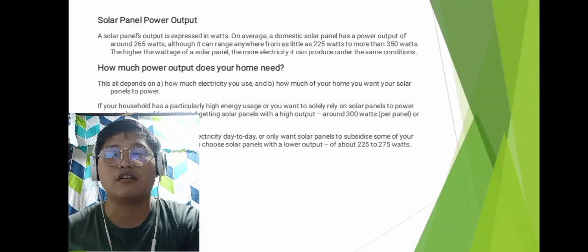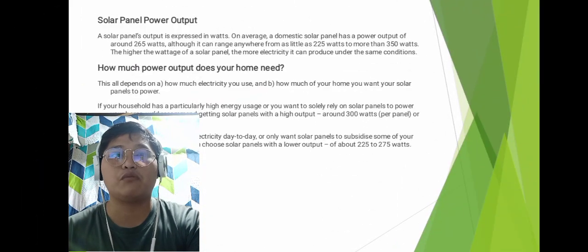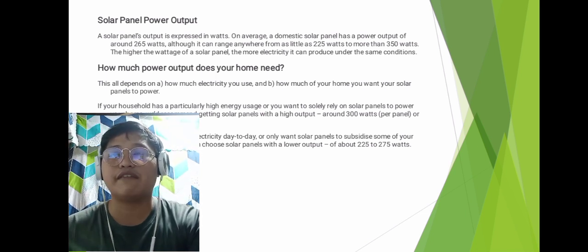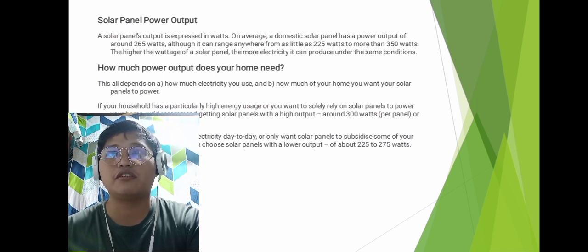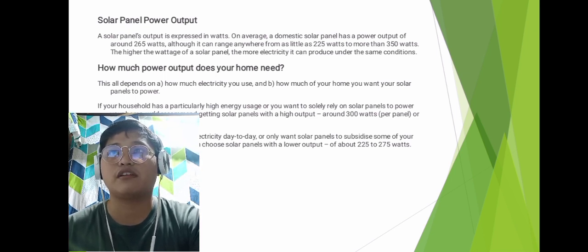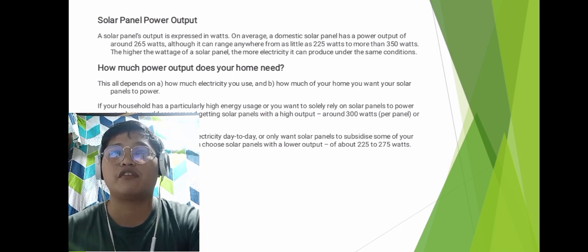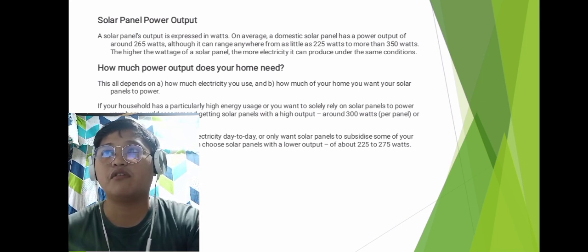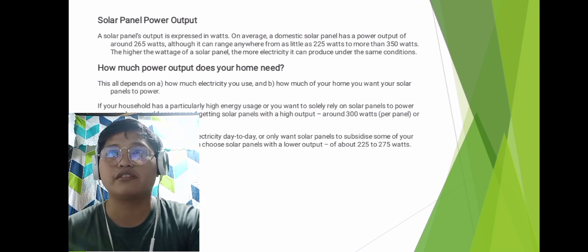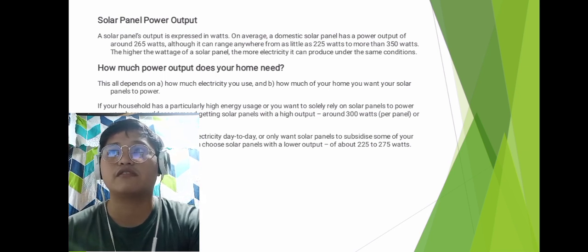And we have the solar panel power output, and a solar panel's output is expressed in watts. On average, a domestic solar panel has a power output of around 265 watts, although it can range anywhere from as little as 225 watts to more than 350 watts. The higher the wattage of a solar panel, the more electricity it can produce under the same conditions.